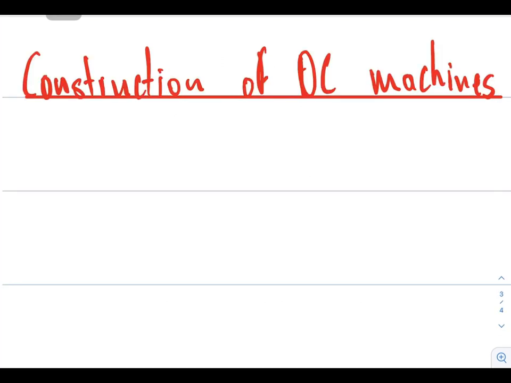Okay guys, now that we know the operation of the generator and the operation of the motor, we can now construct. We can now create the construction of the motor and generator. And basically, guys, the construction of a motor and a generator is completely the same.